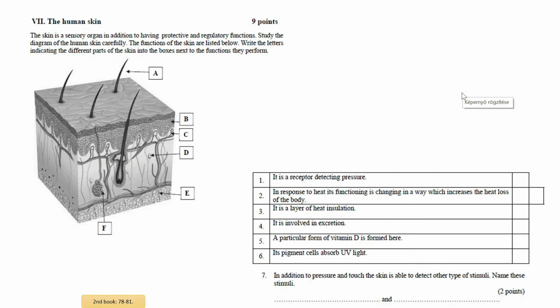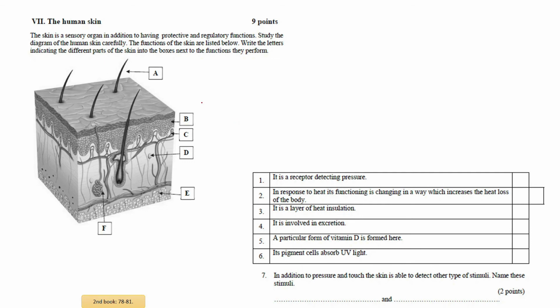Exercise 7. The human skin. The skin is a sensory organ in addition to having protective and regulatory functions. Study the diagram of the human skin carefully. The functions of the skin are listed below. Write the letters indicating the different parts of the skin into the boxes next to the functions they perform.